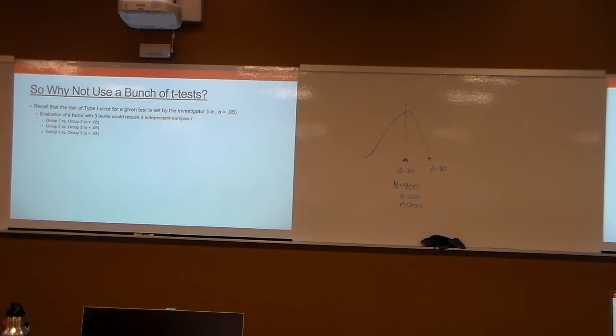So the concern is that when I set my risk of type 1 error, I do this on the front end. Let's say that, over an infinite number of replications, I want to make a type 1 error only about 5% of the time. 1 out of 20, 5 out of 100.